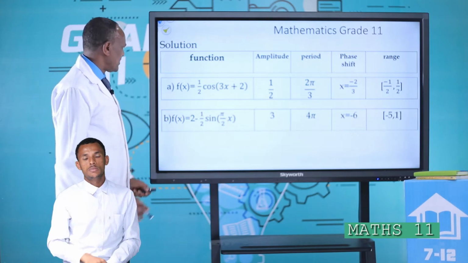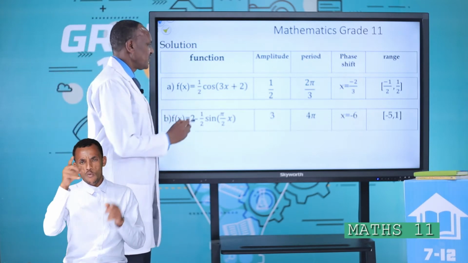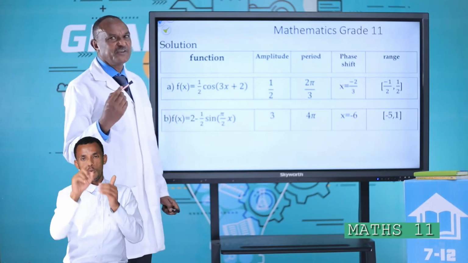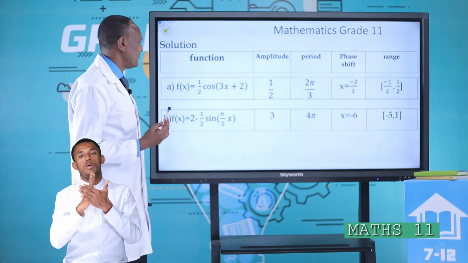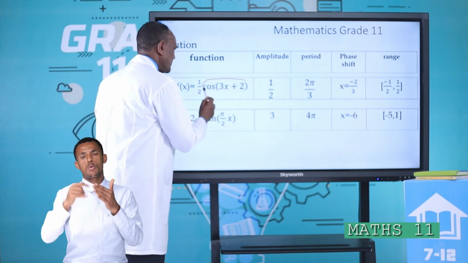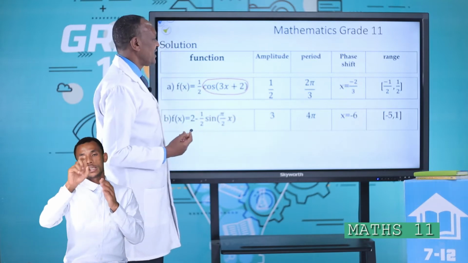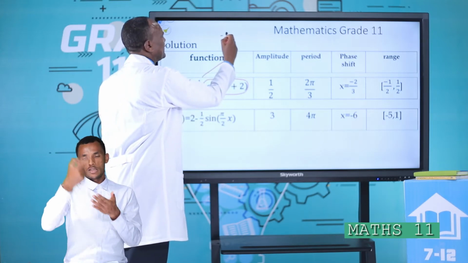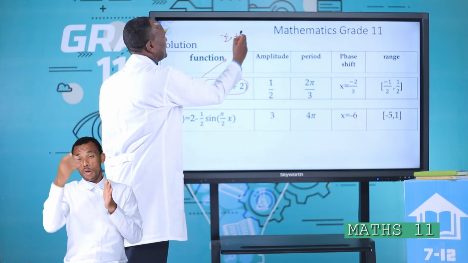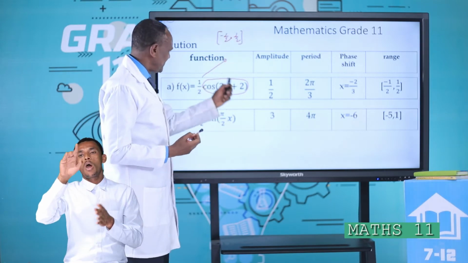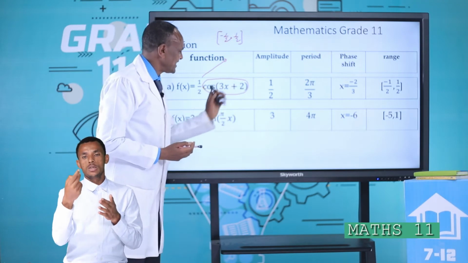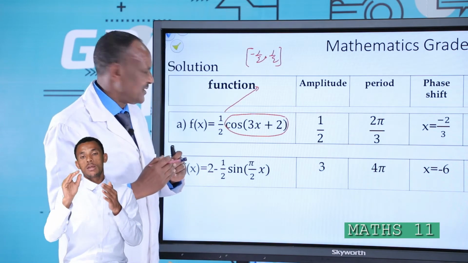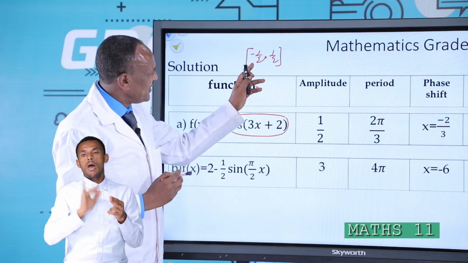If you are taking the first one, f of x equals half of cosine of 3x plus 2. What is the amplitude? The amplitude is half the difference between the maximum value and the minimum value. We know from the previous class that cosine of x has a range from negative 1 up to positive 1. When I multiply it by half, I will get the range of this function from negative half up to positive half. This cosine function, whatever the inside expression is, has maximum value 1 and minimum value negative 1. So when I multiply it by half, I get a value from negative half up to positive half.